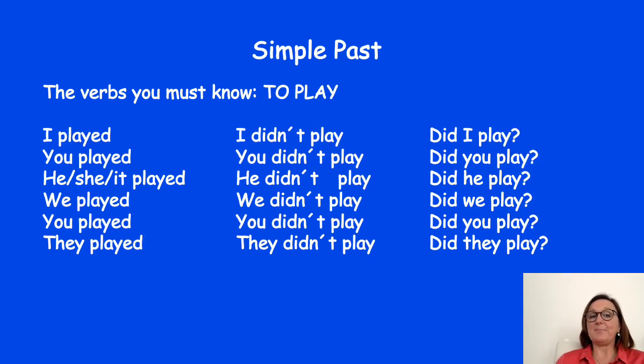Then we have a simple regular verb, the verb to play. We simply put ed at the end of it. I played, you played, he, she, it played, we played, you played, they played. And when I ask a question, again, I use the verb to do in the simple past form, did. I didn't play, you didn't play, he didn't play, we didn't play, you didn't play, they didn't play.